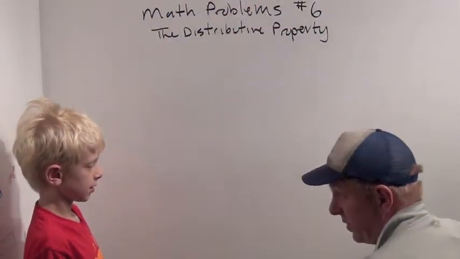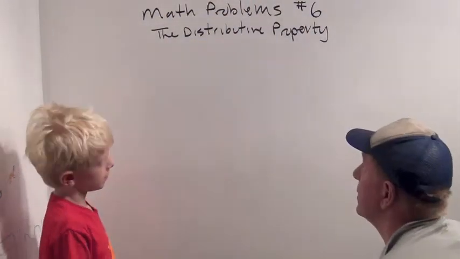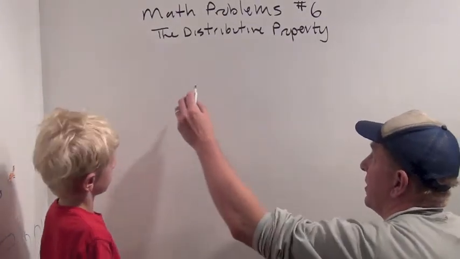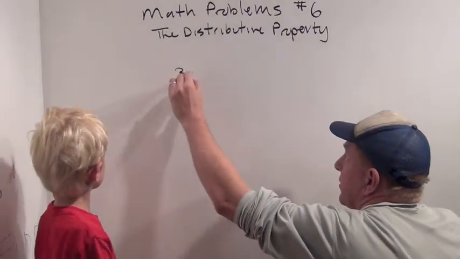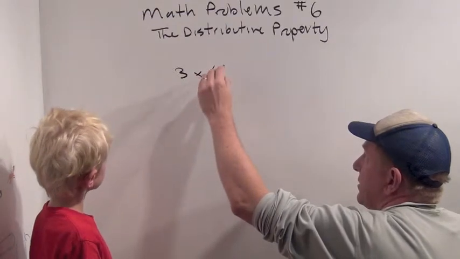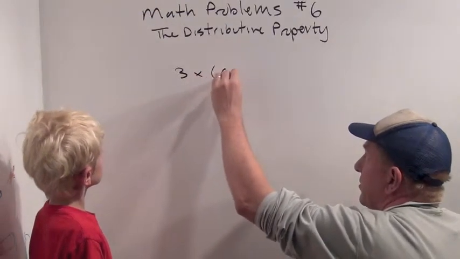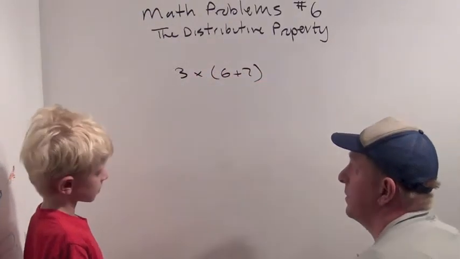So today we learned about the distributive property. The distributive property helps us solve problems that look like this: 3 times, let's say, 6 plus 7.